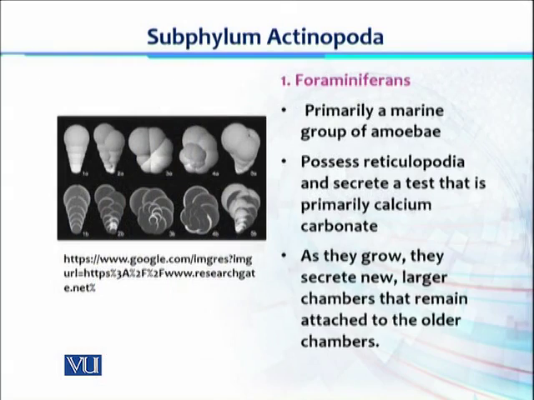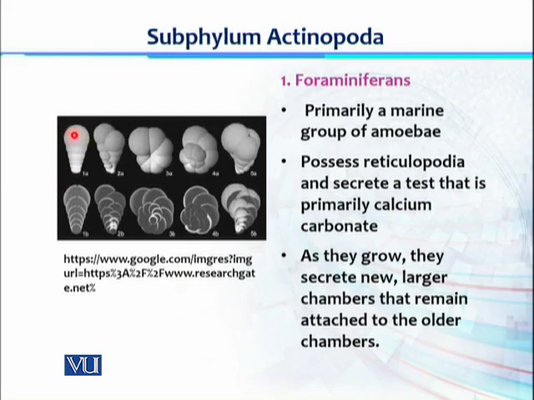So the first superclass, foraminifera, its members are called forams or foraminiferans. These organisms are a marine group of amoebae, and they possess reticulopodia as their pseudopodia. They produce a shell around their body, and this shell is made up of calcium carbonate. If we look at this image, here we can see the first part of the shell, which is made up of calcium carbonate.